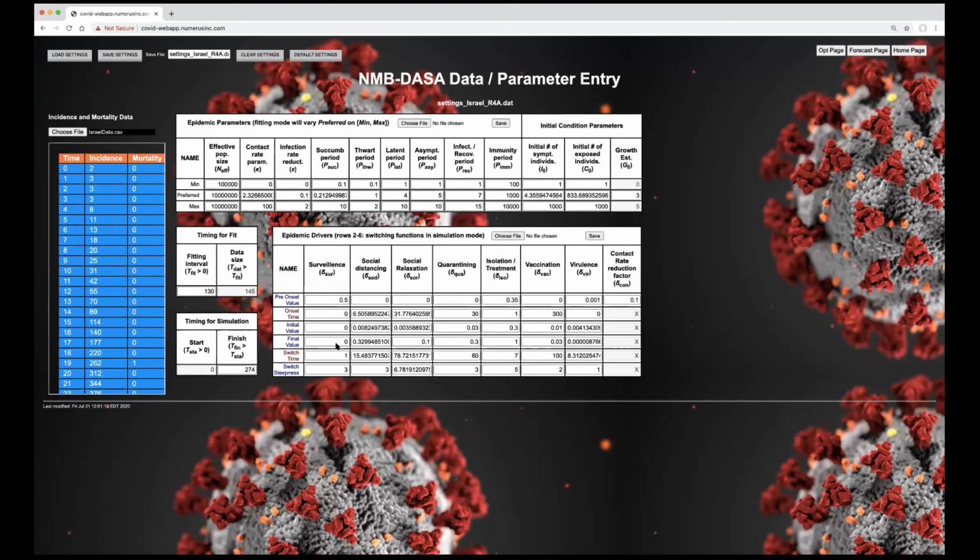In particular, we have estimated using the optimization procedure the contact rate parameter, the succumb period parameter, and the initial values for the symptomatic infectious class and the contact class. We have also fitted a social distancing switching function, a social relaxation switching function, and a contact rate reduction and a virulence switching function.